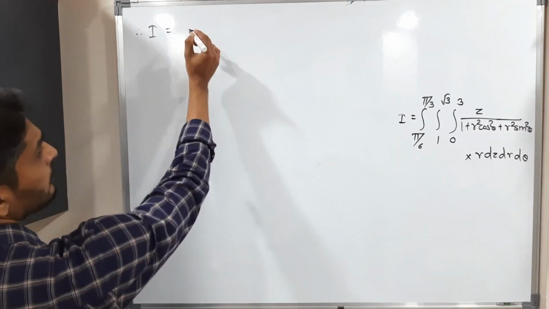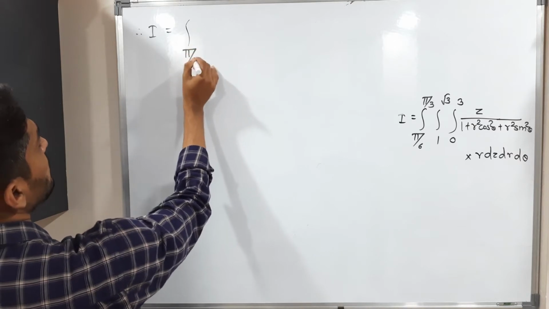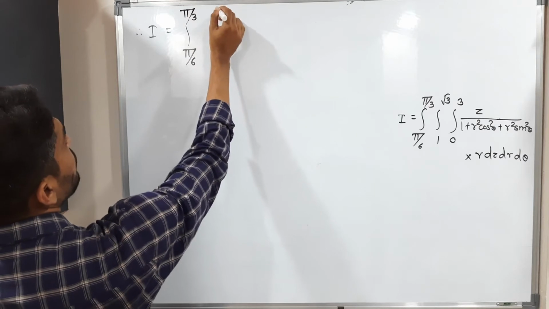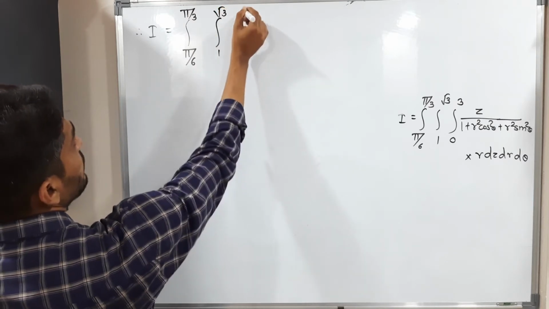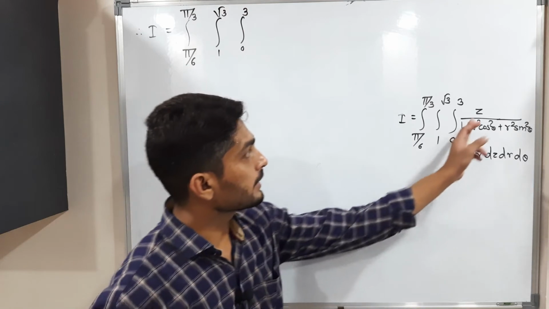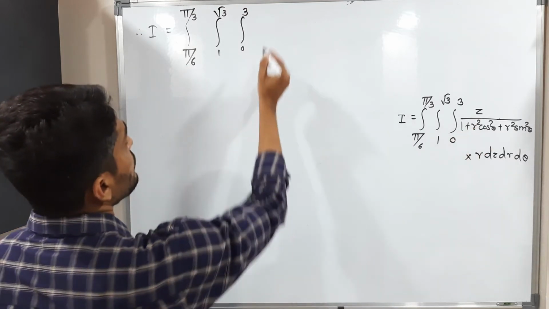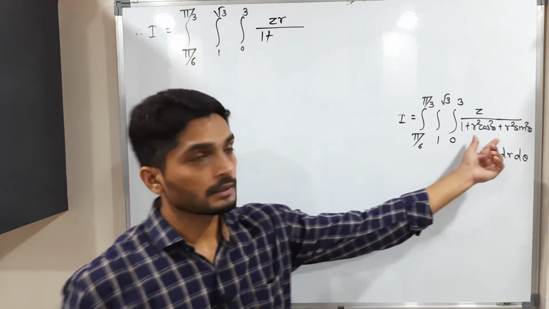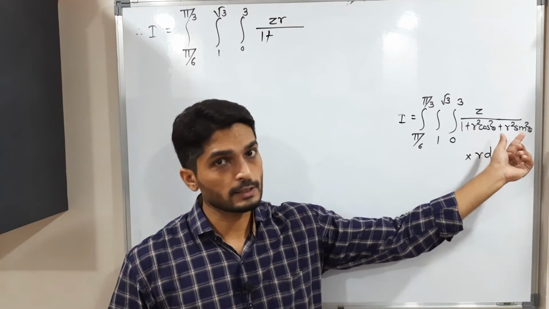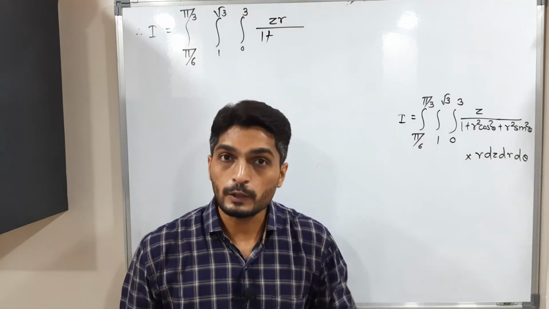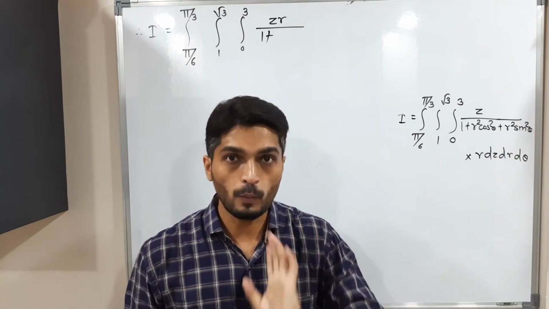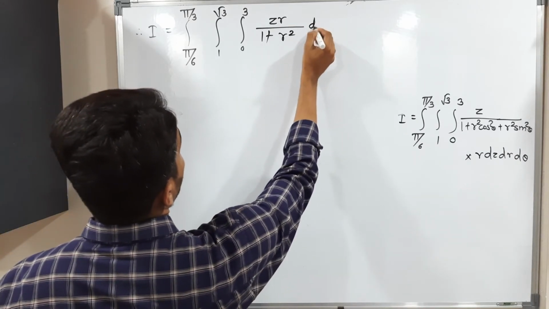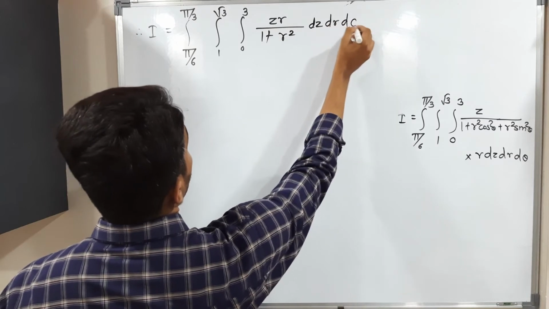I is equal to integration pi by 6 to pi by 3, here 1 to root 3, here 0 to 3. See at numerator z into this r we have. So zr upon 1 plus r square cos square theta plus r square sin square theta. We can take r square common. So cos square theta plus sin square theta is 1. So I will skip that step and write 1 plus r square directly, dz dr d theta.